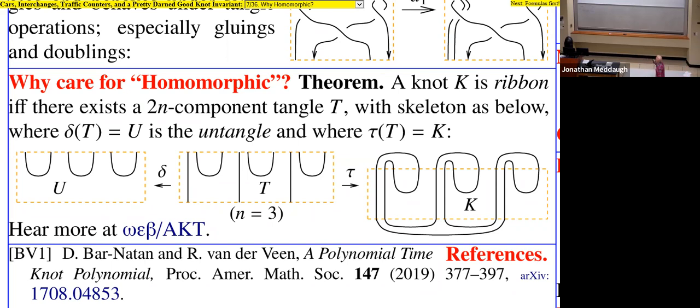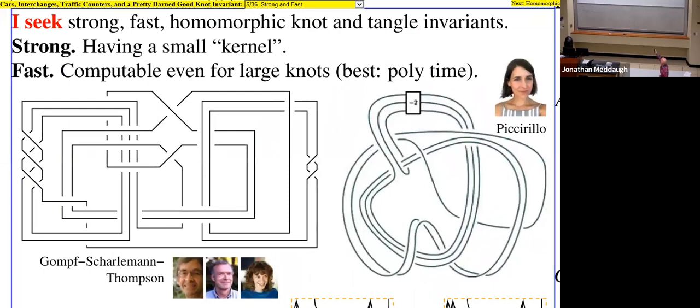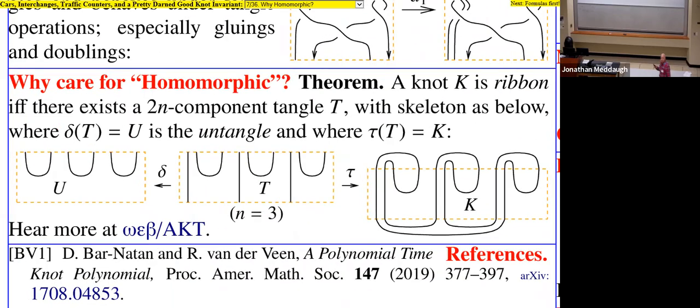For example, a knot is ribbon. Ribbon has another definition, topological, geometric, and I'm not going to repeat it. I'll only tell you that there are open problems about ribbon knots, and you want to be able to show that some specific knots are not ribbon. In fact, you'll be famous if you show that this knot is not ribbon, the Gompf-Scharlemann-Thompson knot.